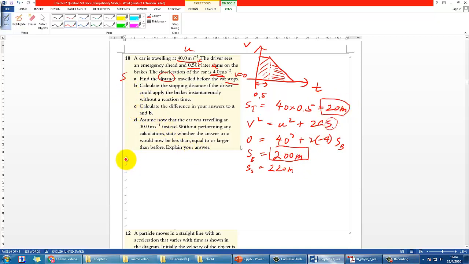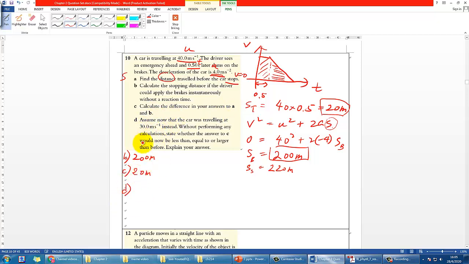So that's part A. Part B, calculate the stopping distance if the driver could apply the brakes instantaneously without reaction time. So that will simply be 200. If this is really in the exam, although I don't think it is, you could explain a bit more, but apparently this is simply 200. C, calculate the difference in your answer to A and B. That would be 220 minus 200, and that is simply thinking distance.